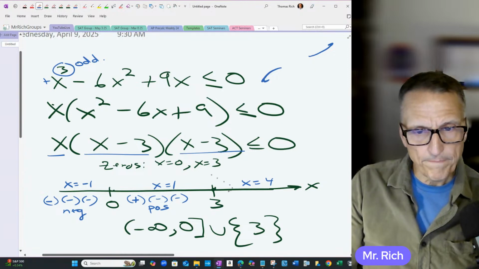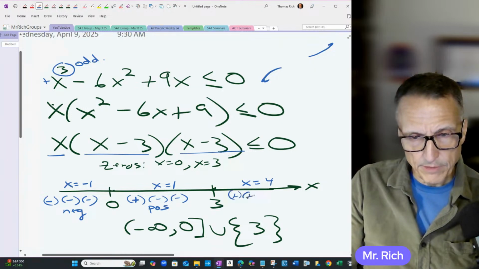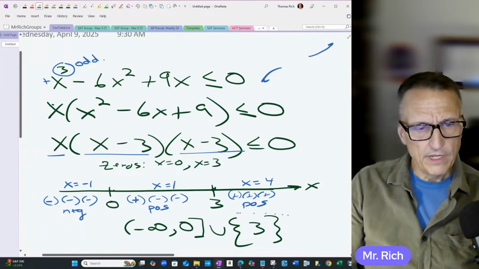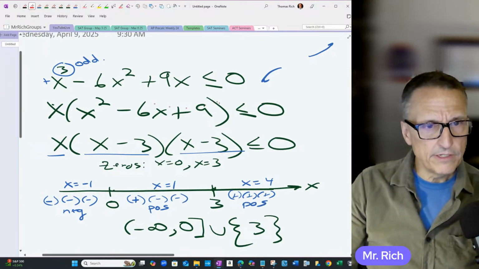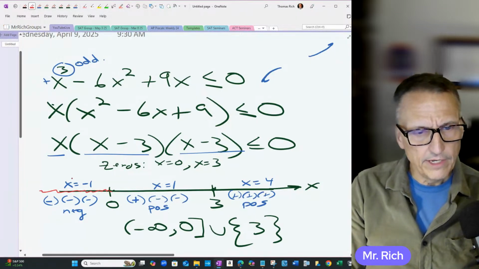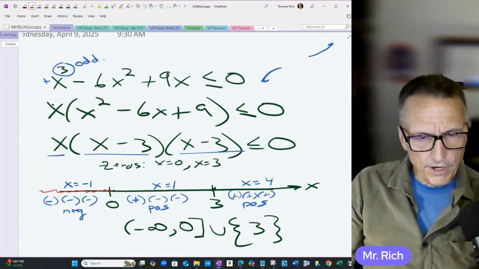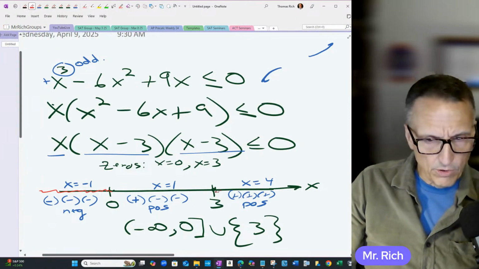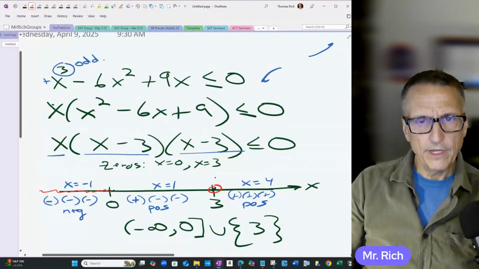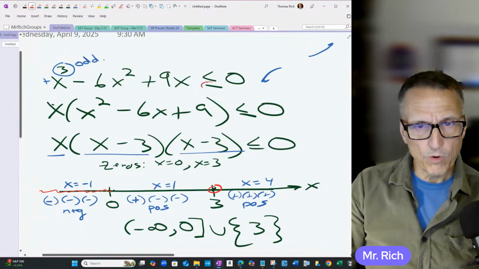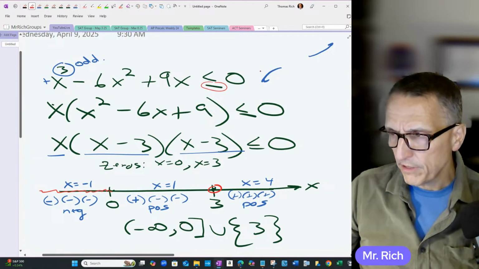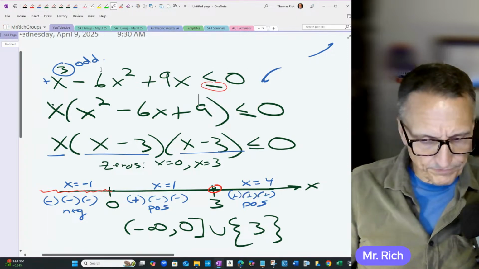Over here, when it's 4, it's a positive times a positive times a positive, which also gives me a positive. So this tells me then that from this analysis, all of these values of x back this way are going to be solutions. None of these between 0 and 3 or greater than 3, but yet I know that 3 has to be included because of the fact that it was or equal to 0. Okay, so that is a polynomial inequality.